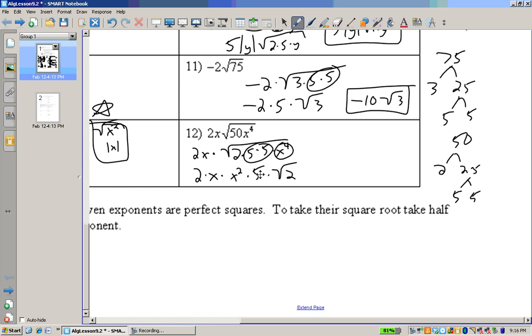So let's simplify this that has come on the outside here. 2 times 5 is 10. X squared times x to the first is going to be x to the third. And we have times the square root of 2.